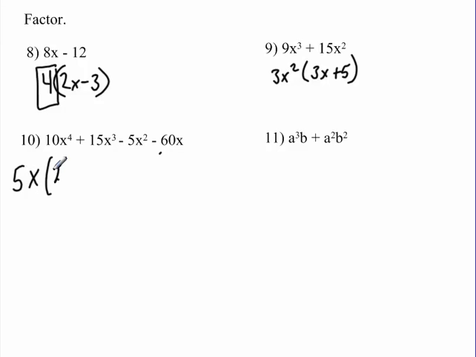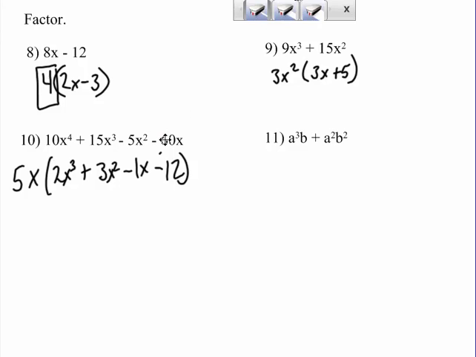Alright, so now what do I have left? Well, 5 times 2 gives me 10. x to the third, because I took an x out of there. 5 times what gives me 15? 3. x squared. 5 times what gives me 5? That's just 1. x. And 5 times 12 gives me 60. Okay? So I just lost 1x and then divided by 5 on all these.